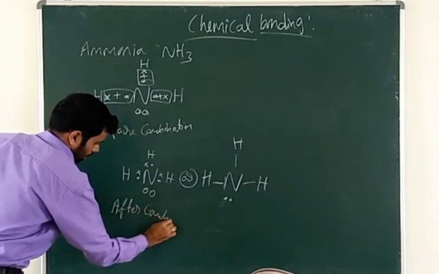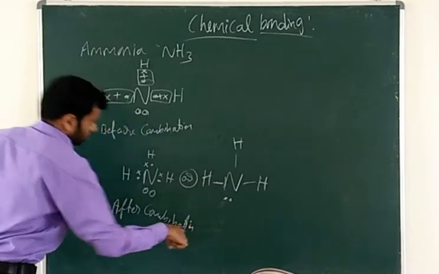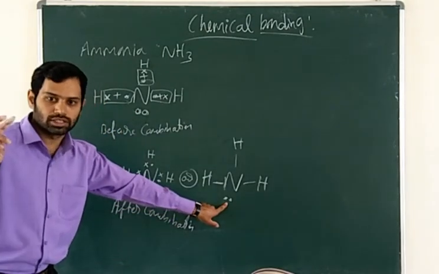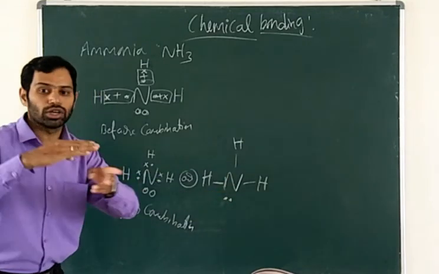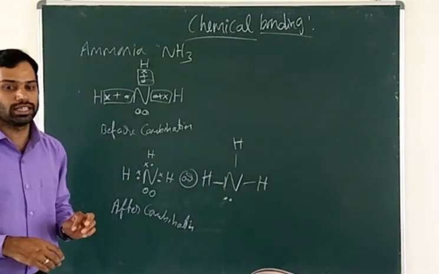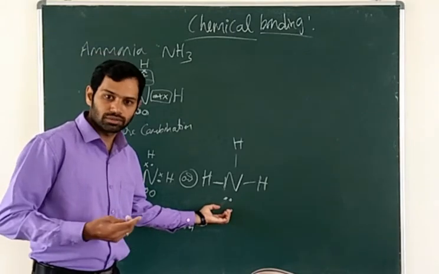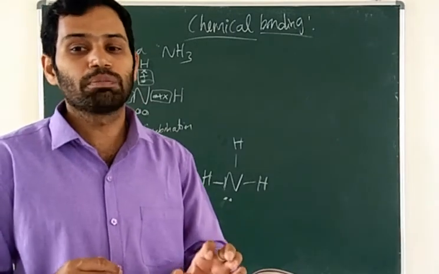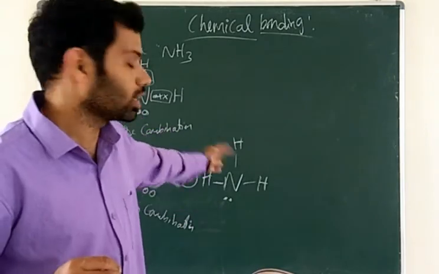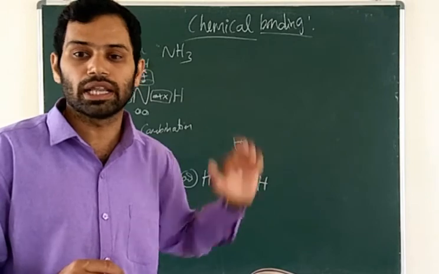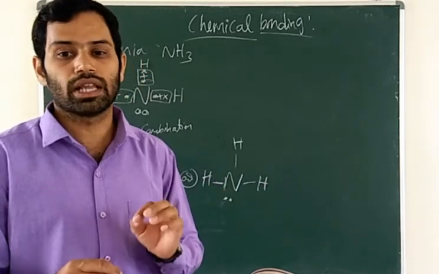After combination, look here. I have written 2 electrons separately. Only 3 electrons are going to be shared with the hydrogen atoms, and 2 electrons will remain. What will they be called? They are called lone pair electrons. They are not involved in the formation of the covalent bond. We call them lone pair electrons.